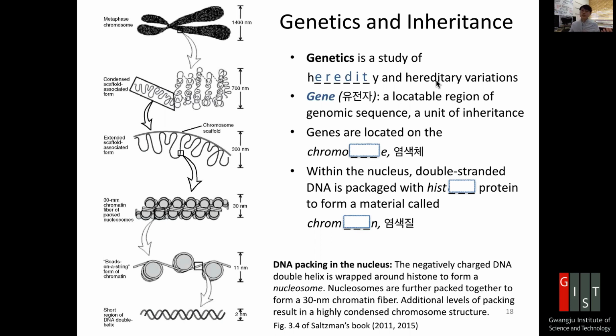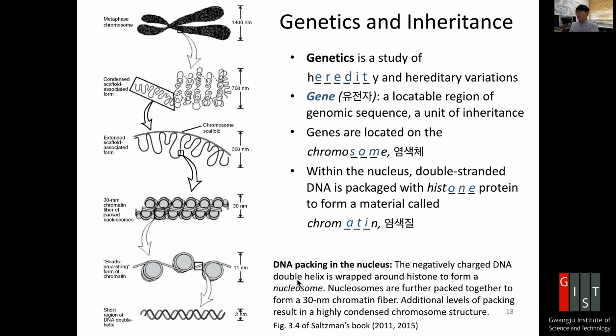And we talk about gene a lot. And what is a gene? A gene is a locatable region of the genomic sequence first. And so a unit of inheritance is a gene, which is locatable somewhere in the chromosome. These genes are located on the chromosome, and that's within the nucleus. And this double-stranded DNA is packaged with a histone protein to form a material called chromatin.